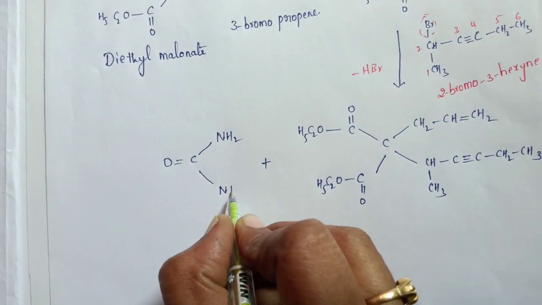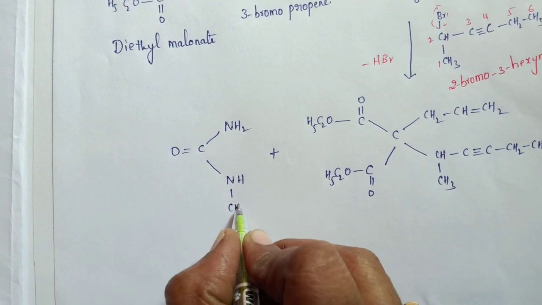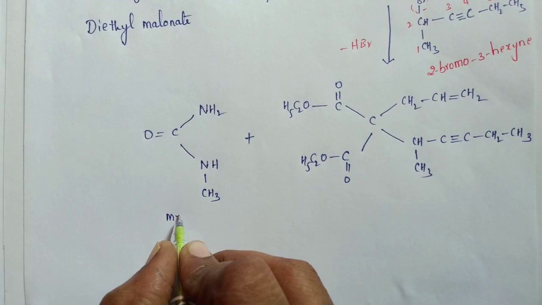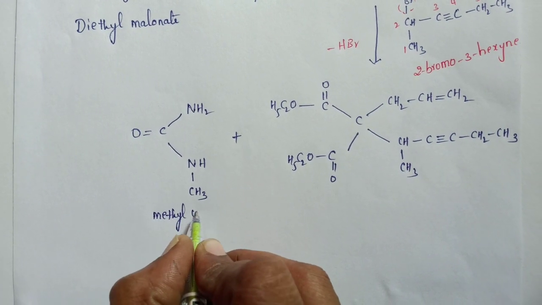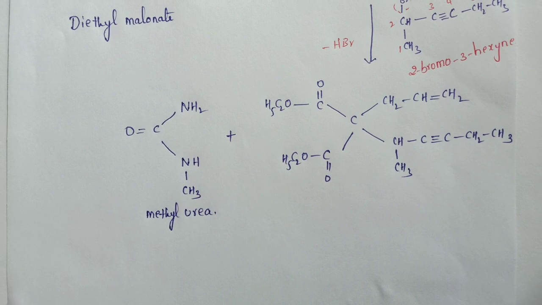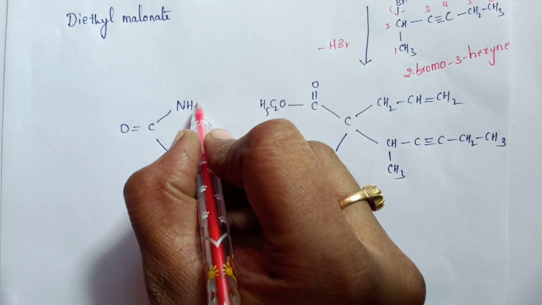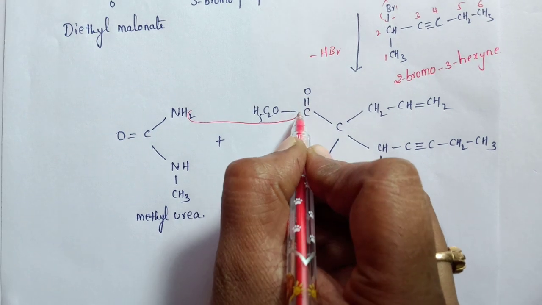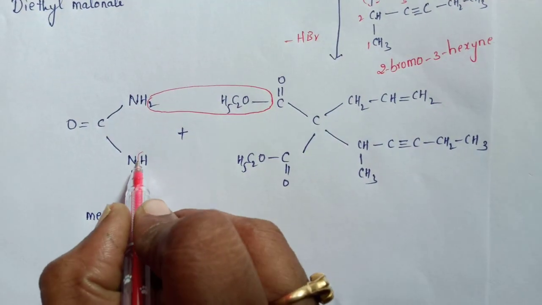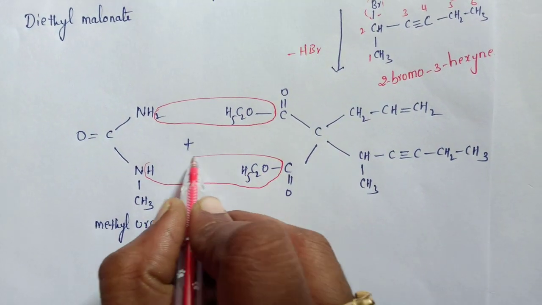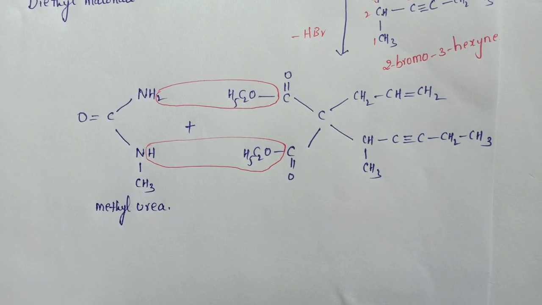Here we are utilizing a methyl urea. So this is a methyl urea. And how it undergoes condensation is, both the molecules undergo condensation. Here there is a loss of an ethanol. Here there is a loss of an ethanol. And club both the molecules.